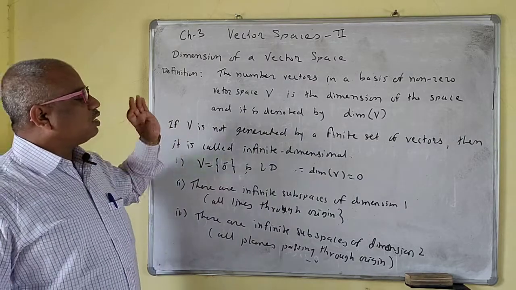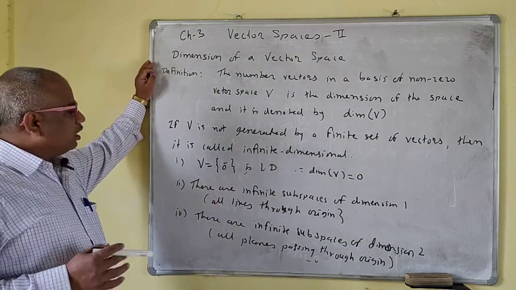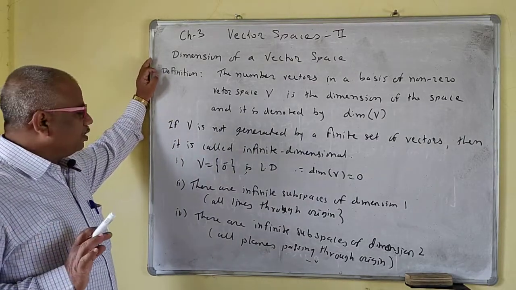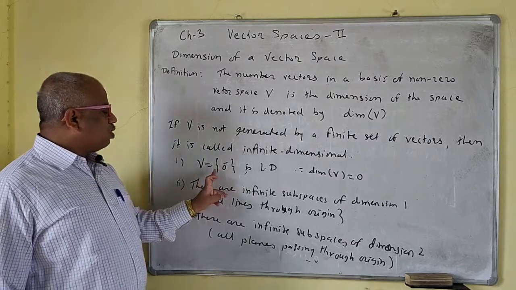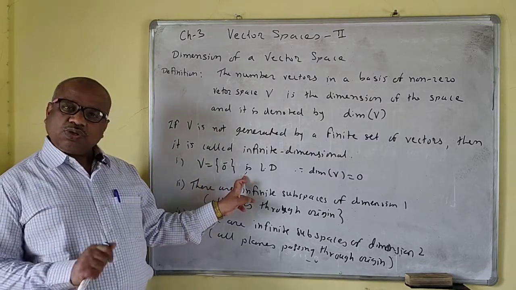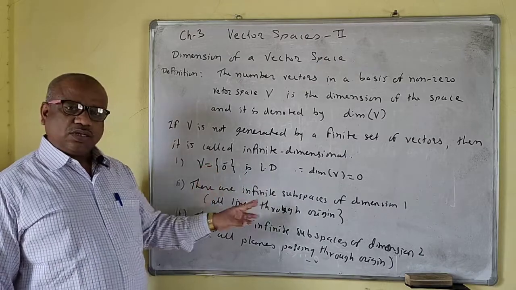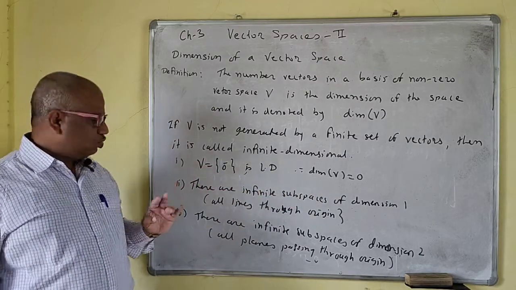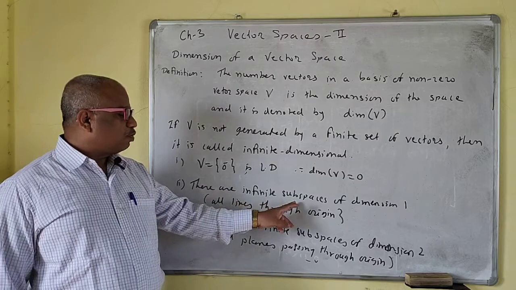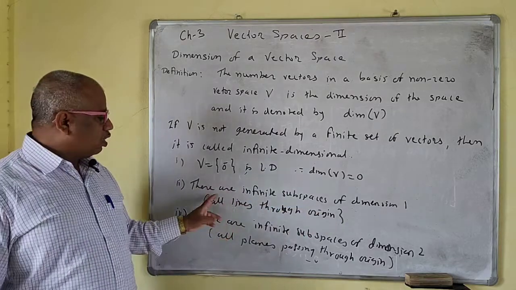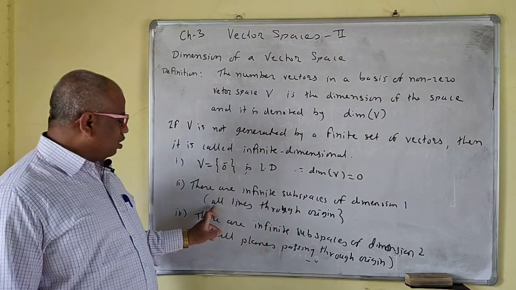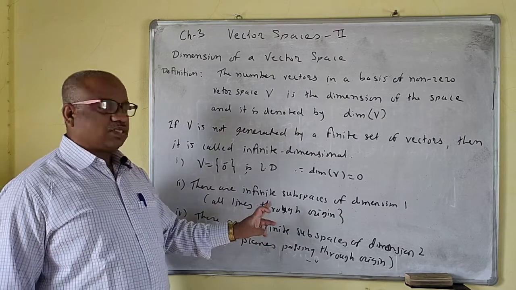If V is not generated by a finite set of vectors, then it is called infinite dimensional. Suppose V is the singleton zero vector. We know that it is always linearly dependent, so the dimension of such a vector space is zero. There are infinitely many subspaces of dimension one, and these are all the lines passing through the origin.